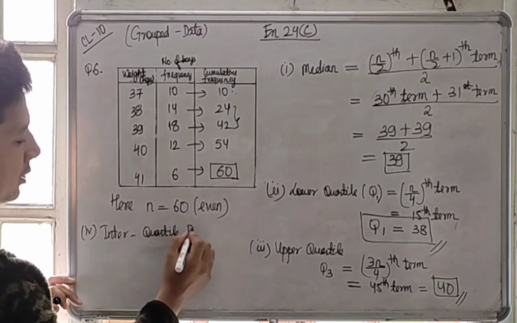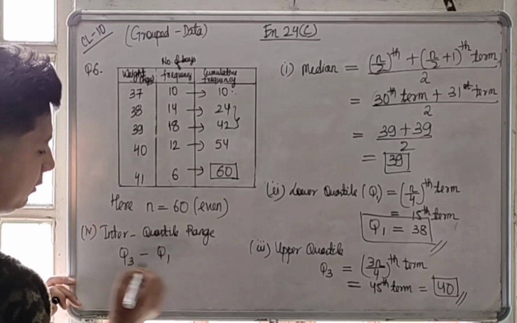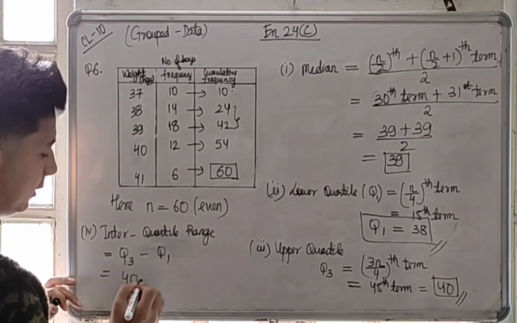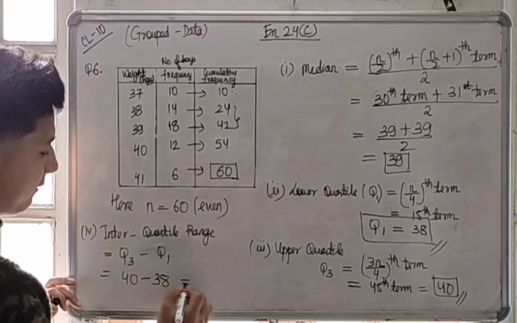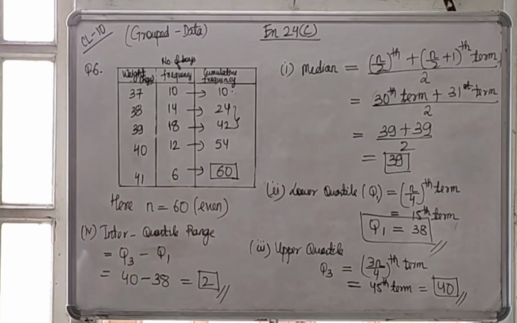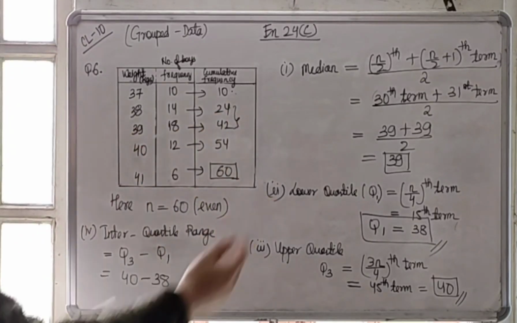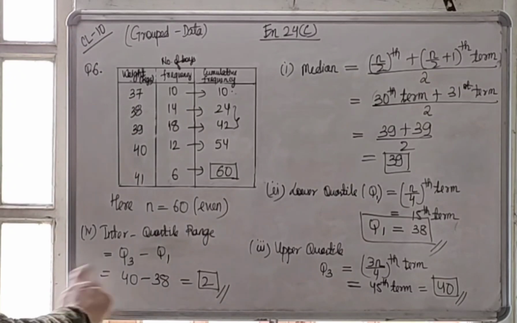Interquartile range means Q3 minus Q1. Q3 is 40, Q1 is 38. So what is the value? The value is 2. So isn't it very, very simple, boys? It's actually very simple. You just have to see which value and accordingly you'll get the value. Put the value for Q1 and Q3 and find the interquartile range also. So this is the way you are supposed to do it. Okay, so please pause the video and note it down till here.